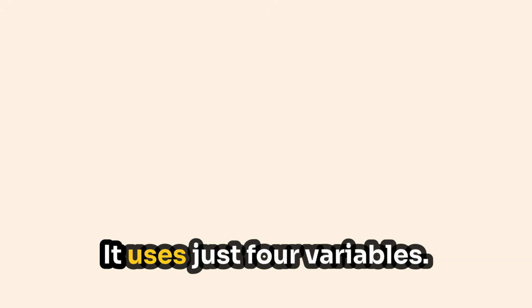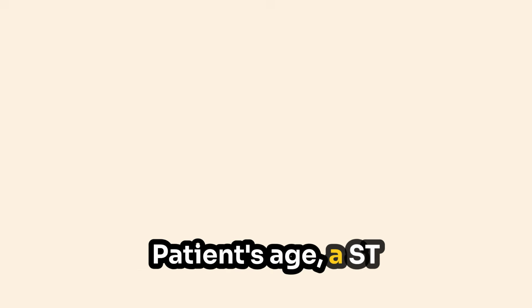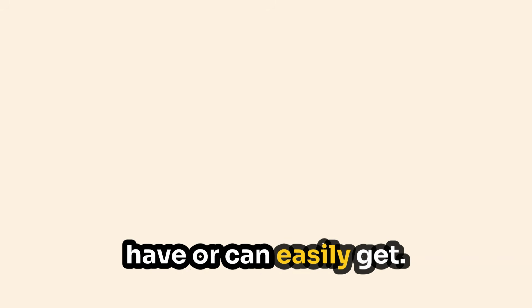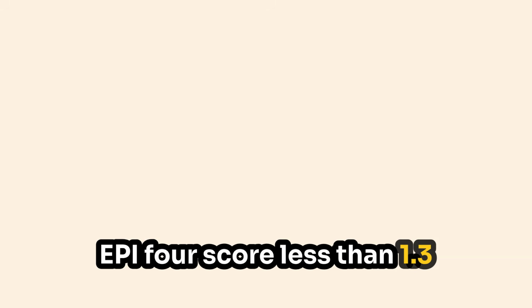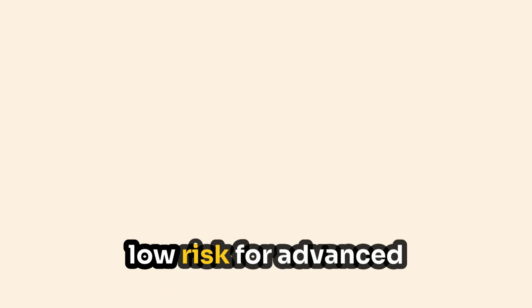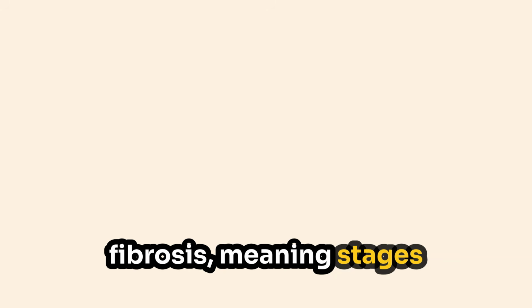Exactly. That's its strength. It uses just 4 variables: patient's age, AST level, ALT level, and platelet count. Data you likely already have or can easily get. And the cutoffs for risk stratification are pretty well defined. Yes, the source provides clear, widely accepted cutoffs. A FIB-4 score less than 1.3 is generally considered low risk for advanced fibrosis, meaning stages F3 or F4 cirrhosis. The likelihood of significant scarring is low in this group.